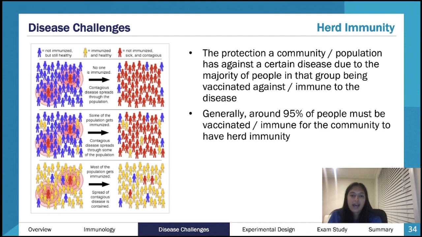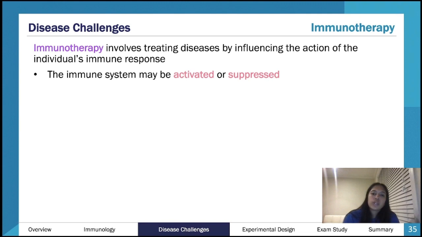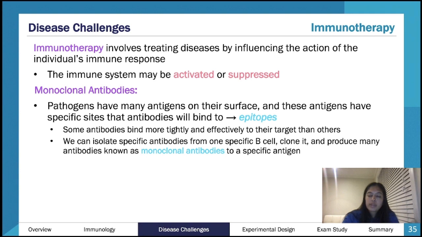Okay, so moving on to immunotherapy. This is when we influence or manipulate the immune system in order to cure certain diseases. Monoclonal antibodies are a specific example you need to know. You need to know them in the context of cancer and autoimmune diseases.